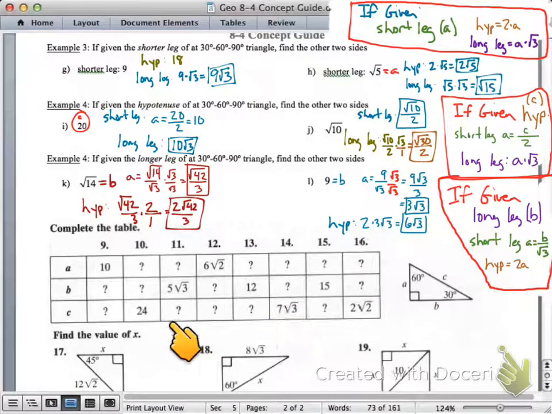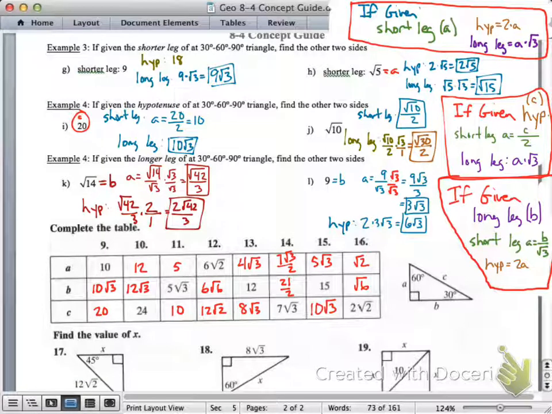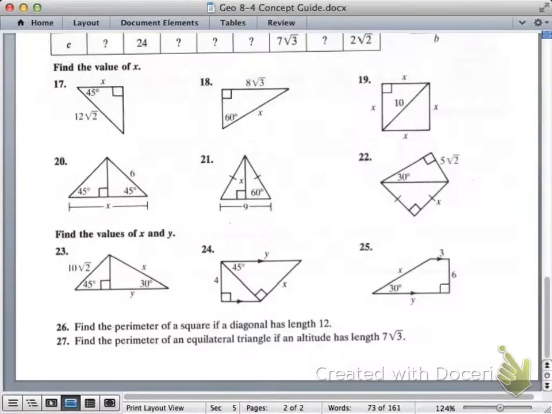If you're given the hypotenuse, half of the hypotenuse, divided by 2, is a. Multiply a times the square root of 3 to find b. That is your process. Pause if you didn't. Fill in as many blanks as you can. You should discover some patterns. These are the answers. All right, now this is just the 45, 45, 90 stuff in action.